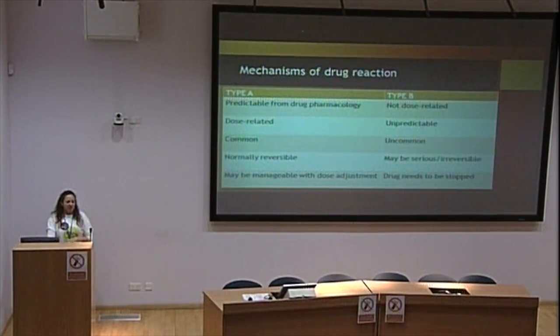When talking about pharmacokinetics and adverse drug reactions, you can split them into actually lots of different types, but the main two are type A and type B. One is predictable from the drug and is related to its pharmacology. It's dose related, it's common, it's normally reversible, and is usually managed with dose adjustment. And the type B is not dose related, it's unpredictable, uncommon, and might be serious, irreversible, and the drugs need to be stopped.